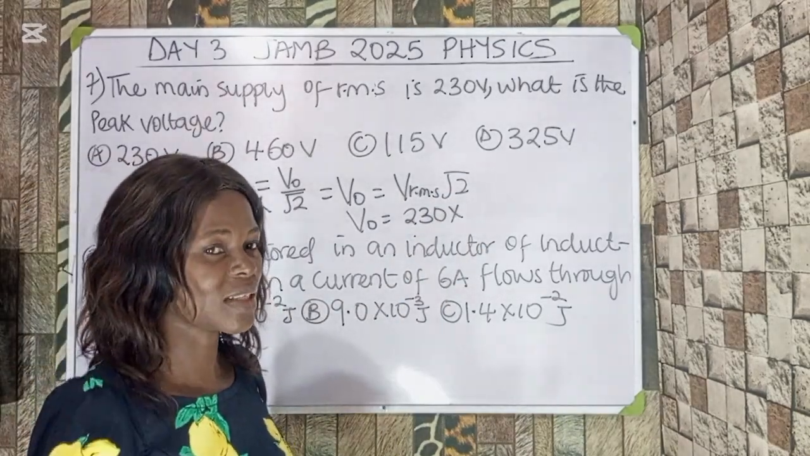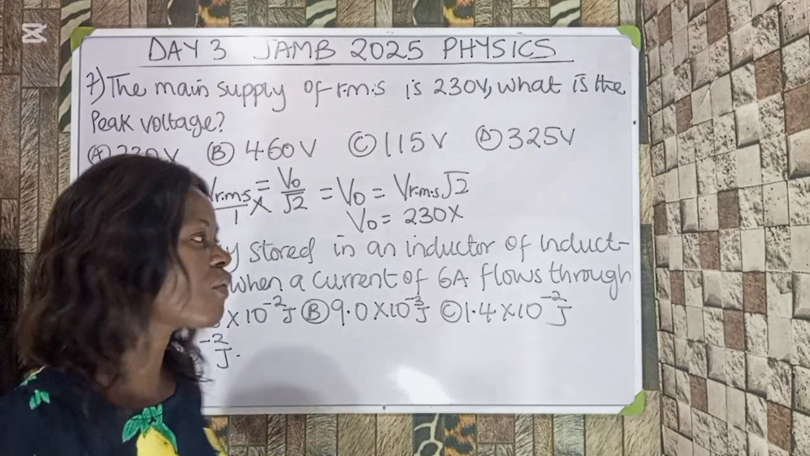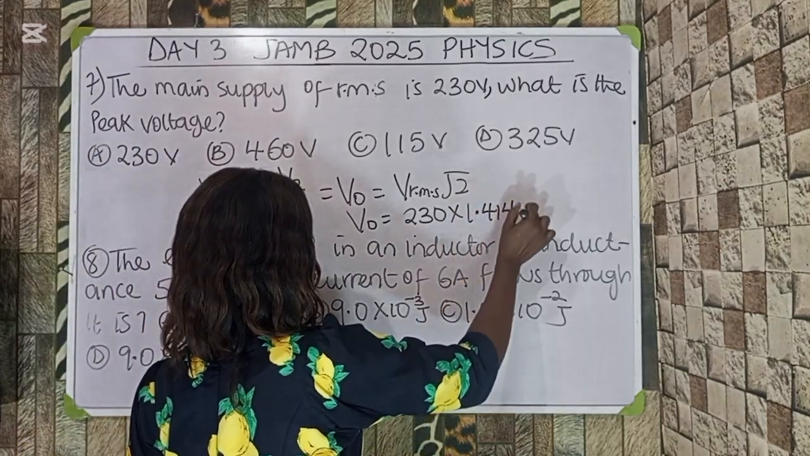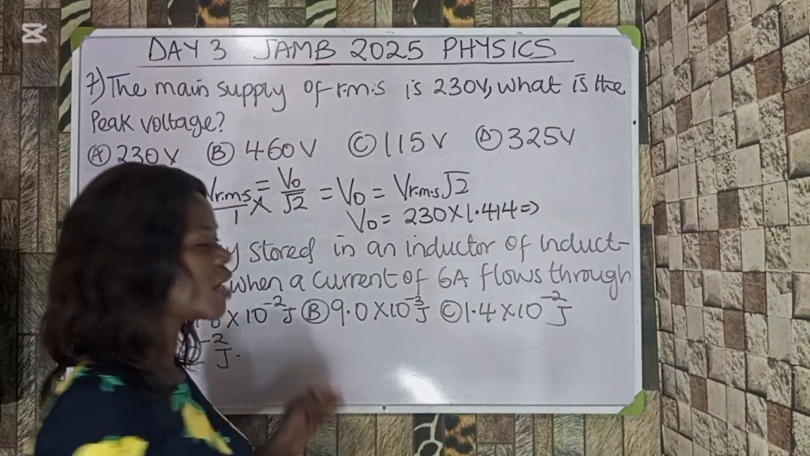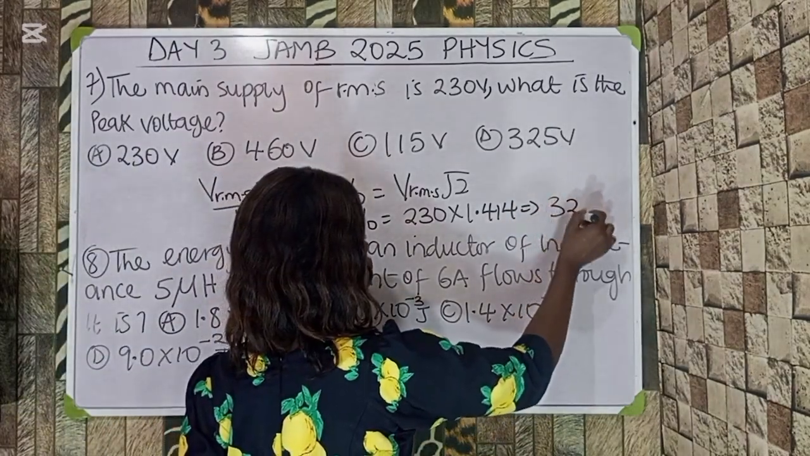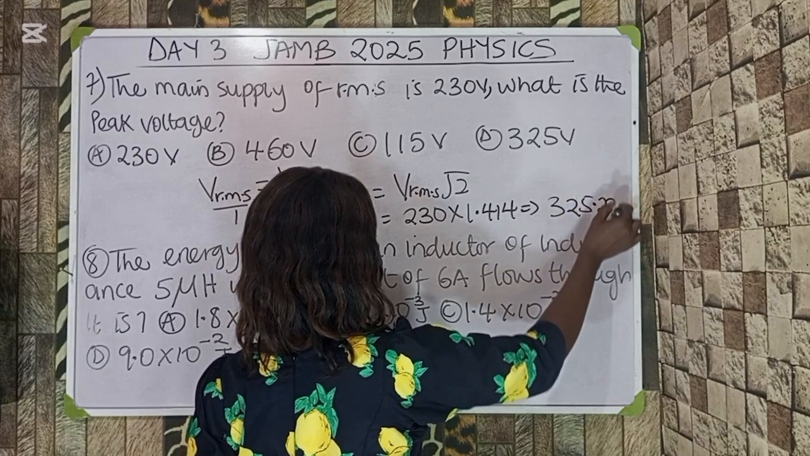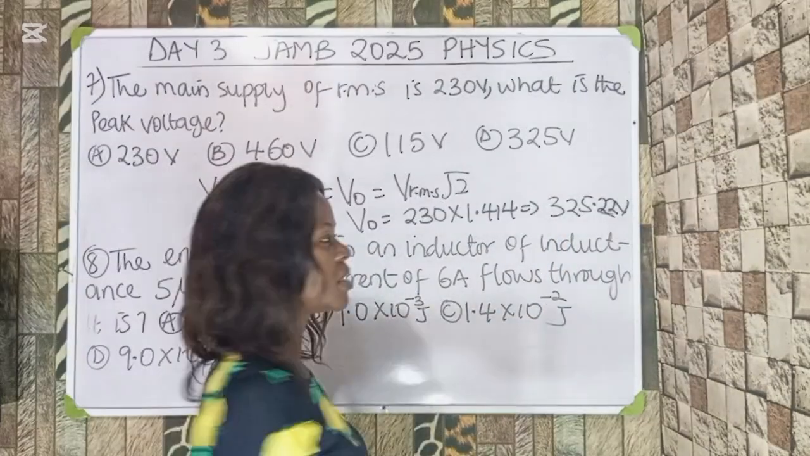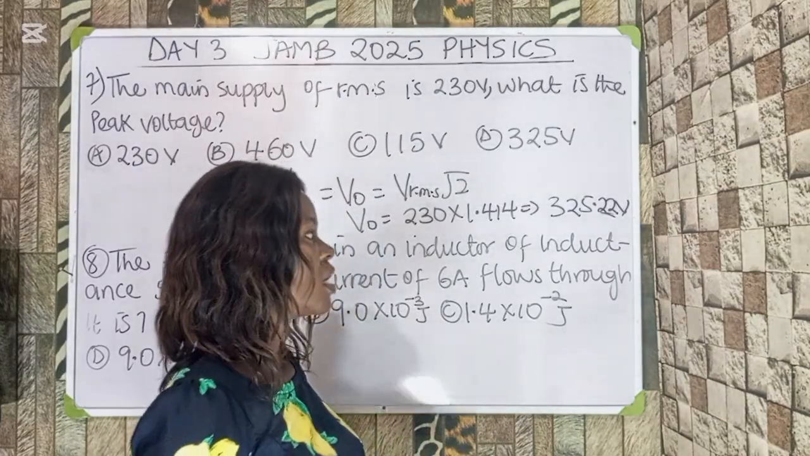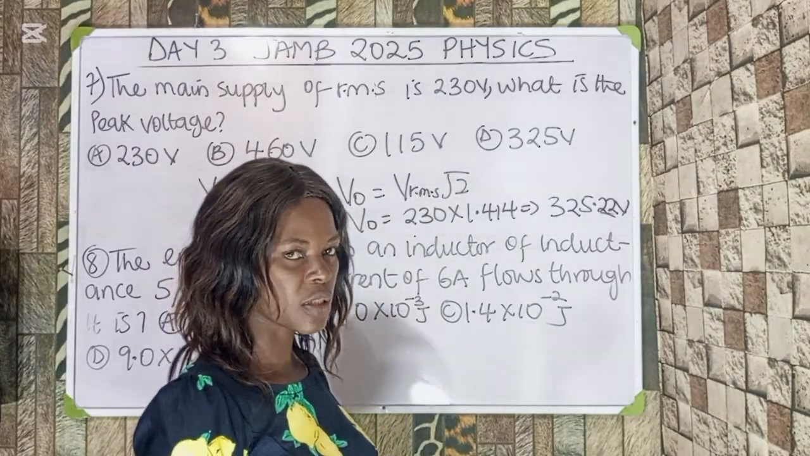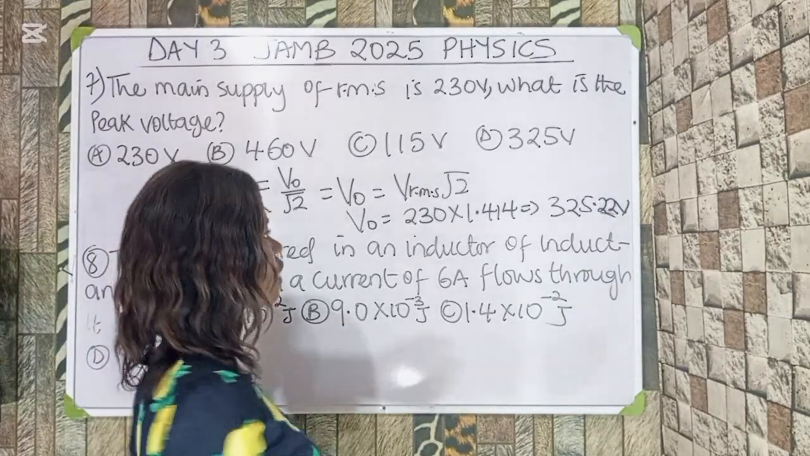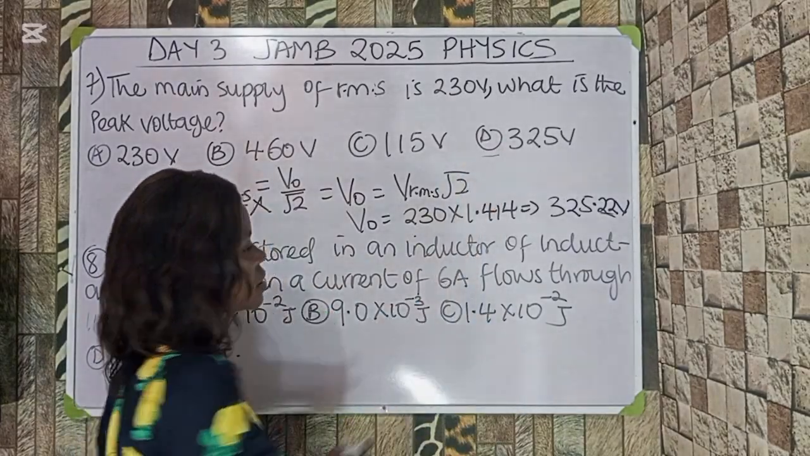1.414. So take note of that. Root 2 is 1.414. So that is 230 times 1.414, right? Okay, by the time you multiply it, it's going to give us 325.22 volt, right? Now this number 2 is not up to 5, so you can just leave our answer to be 325 volt. Is that okay? Now from what we've got so far, the correct option to this question is option D.